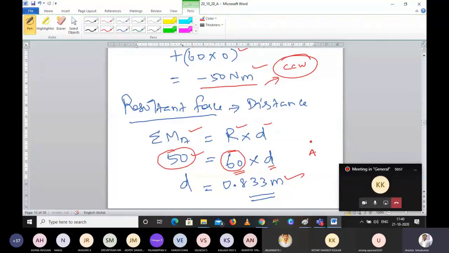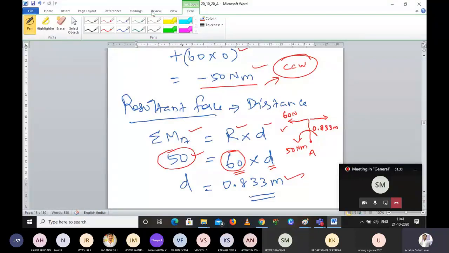Again I am drawing the sketch now. See here, this is the point A. From here it is moving up to 0.833 meter. How is the moment, clockwise or counterclockwise? Anti-clockwise. Whether the force should be in this direction or in this direction? Anti-clockwise, negative, left side. Very good. Left is correct because it is rotating like this. What is the value? 50 Newton meter. What is the force value here? 60. Very good.